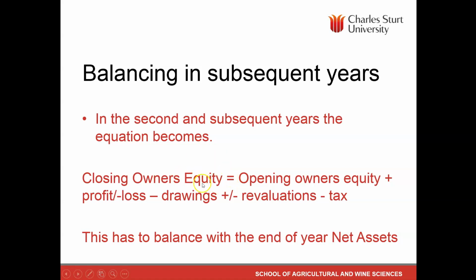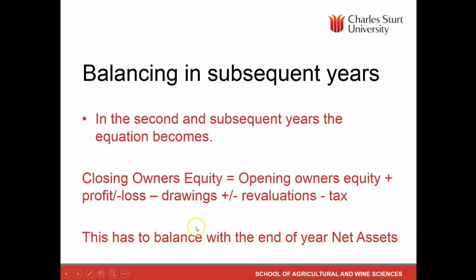So basically, to work out our closing owner's equity from the end of the first year, we have our opening owner's equity from the beginning of the year, we add our profit or deduct our loss, and we take away the drawings that the business owners would have taken. If it's a company, that will be dividends. We add or deduct revaluations that have been made to things like land. Most of the depreciation is caught up in another part of the transaction. I'll talk about that later. And we take away tax.